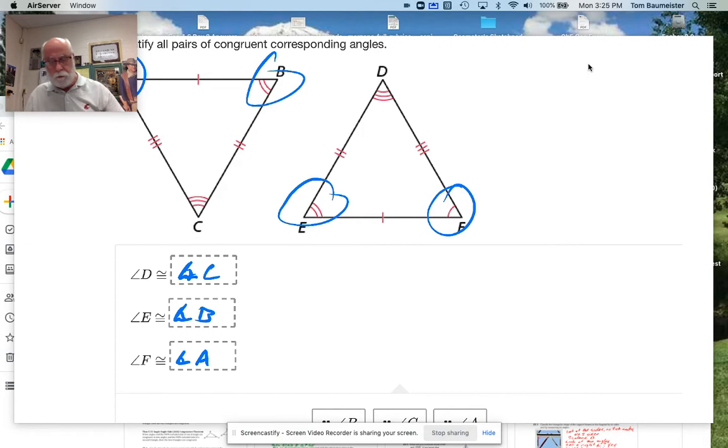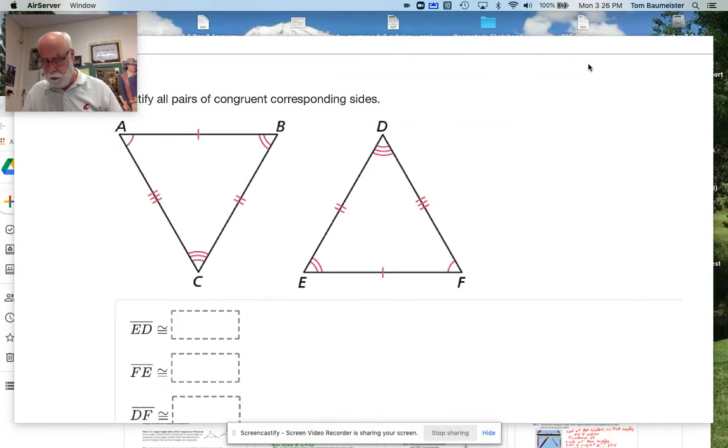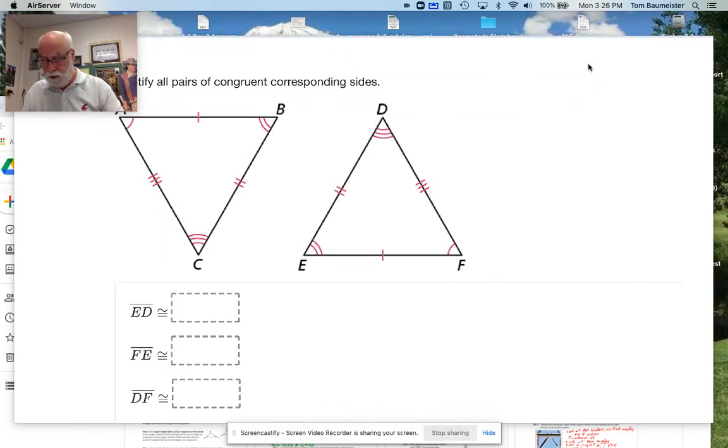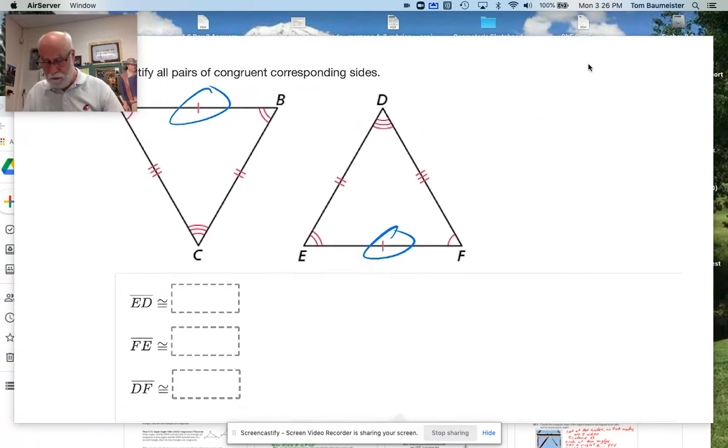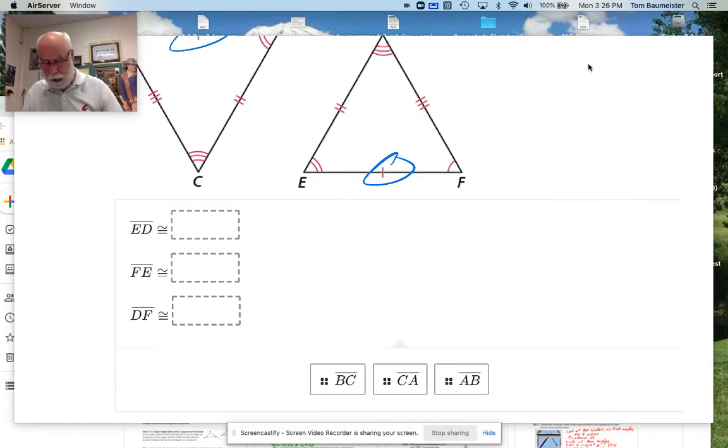Okay, so you're going to do the same thing when you're looking at the sides on the next problem. So again, this one here is marked with M1. What's the one that is marked the same? EF. So again, which one is it? AB and EF. So that would be this one right here.